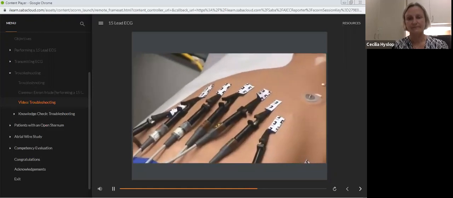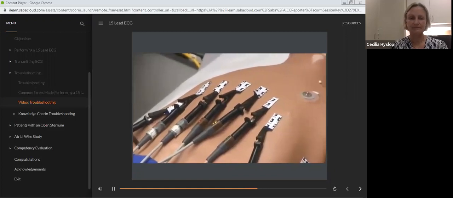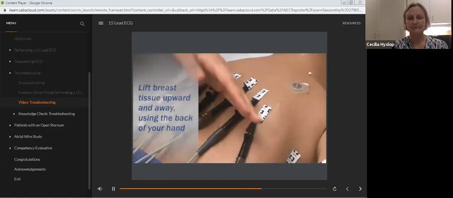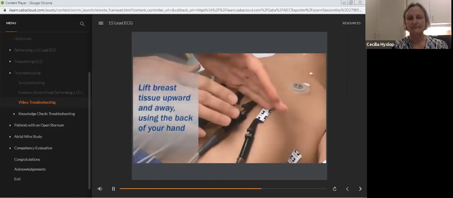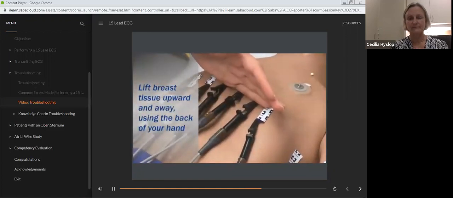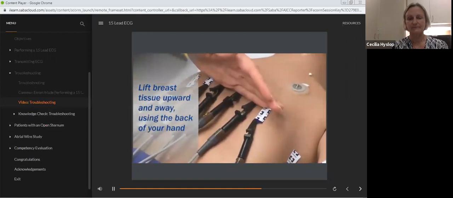In some patients, breast tissue may interfere with the position of the electrode. You would need to lift up the breast tissue and place the electrode as close to the rib cage as you can at the 5th intercostal.